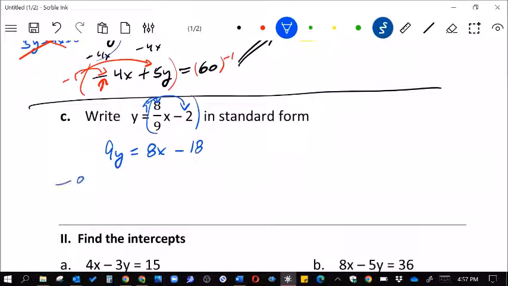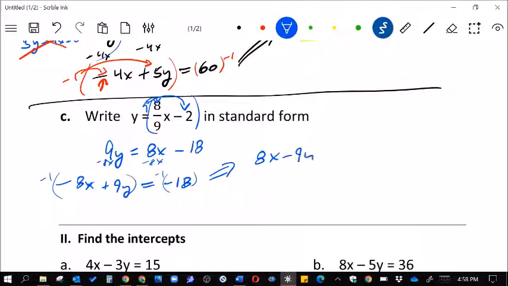We'll move the 8x to both sides, subtract 8x here and here. Negative 8x plus 9y is equal to negative 18. And now we'll multiply both sides by a negative 1. And that's how we'll get 8x minus 9y is equal to 18.